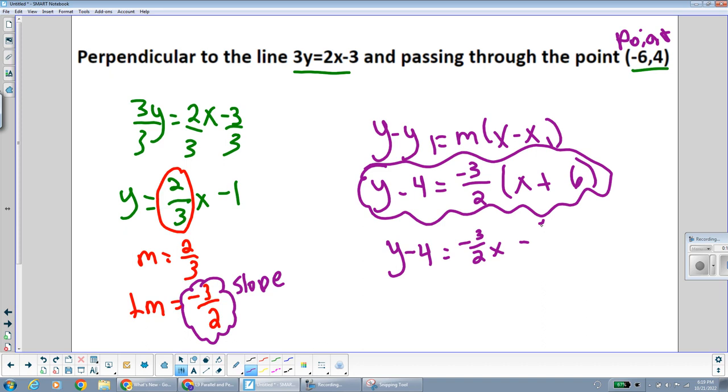And that is 18/2, which is 9. So I'm just going to change that to 9 so I don't confuse anybody. And then I'm going to finish this up by adding 4.